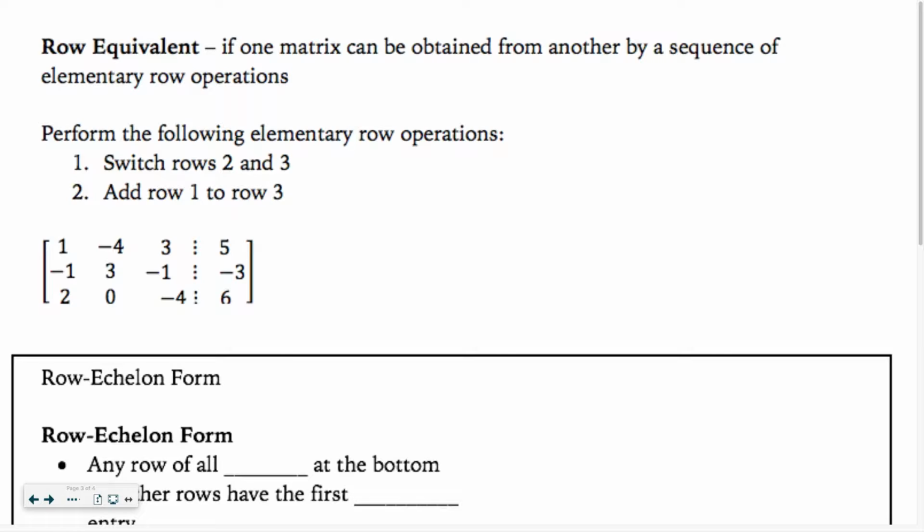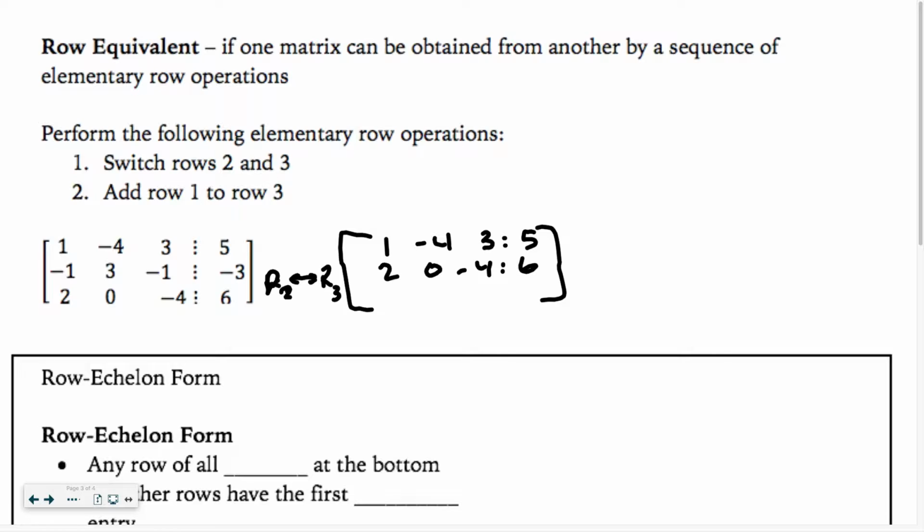Is there an order of operations for these as well? You're going to follow them in the steps that they say. So step 1, switch row 2 and 3. So which row doesn't change? Row 1. So I will copy row 1 as is. I will make a notation outside of my matrix for my swap. Row 2 switches with row 3. And then I will switch the 2 rows. So 2, 0, -4, 6 will be my second row, and -1, 3, -1, -3 is my third row.